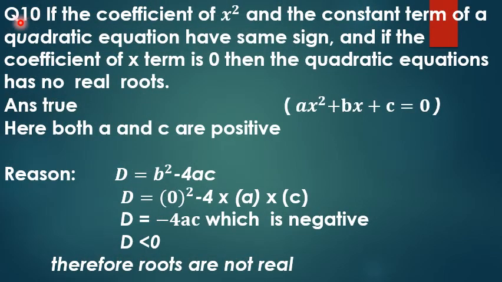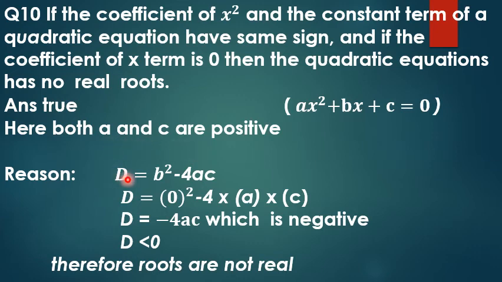So let us come to question number 10. If the coefficient of x square and the constant term of a quadratic equation have the same sign, and if the coefficient of x term is 0, then the quadratic equation has no real roots. We have solved this type of question in the last slide. The only difference is that in that case the coefficient of x square and the constant term are positive, and the coefficient of x term, which is b, is equal to 0.